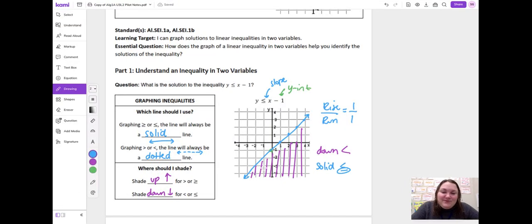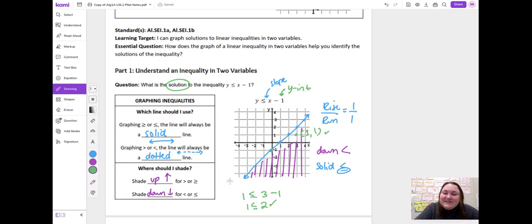The reason we do that is to help us show where the solutions to the inequalities are. We are shading any pair of numbers that would be a solution to this inequality. So for example, the point 3, 1 is shaded in, and if you substituted that into this inequality, it would say, instead of y, 1 is less than or equal to 3 minus 1. 1 is less than or equal to 2. That's true, and so this is a solution.